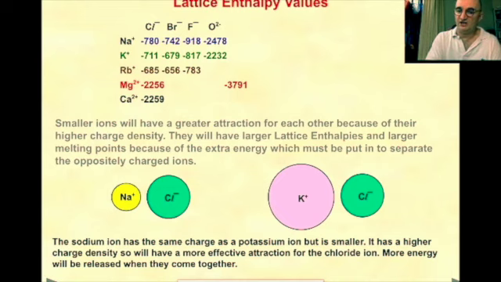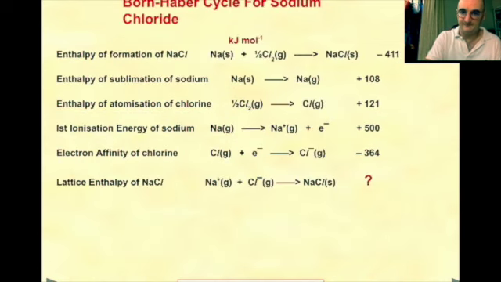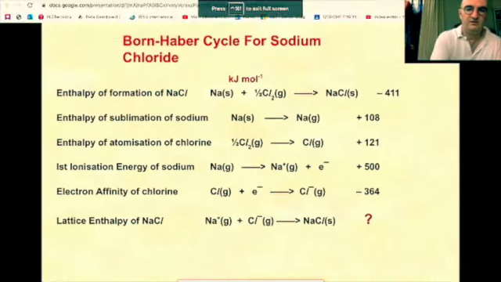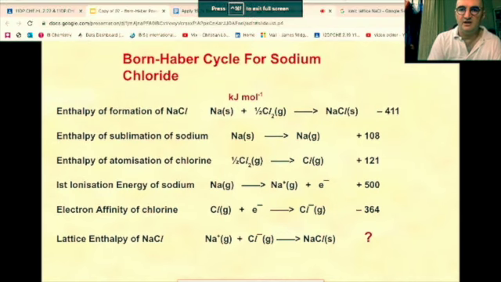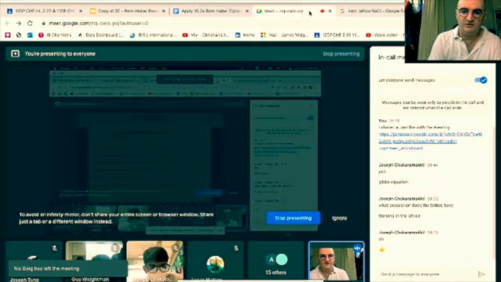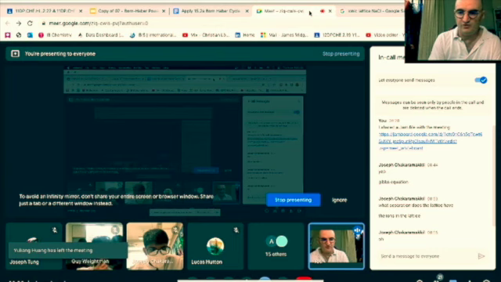Sodium has the same charge as potassium, but it is smaller. Why is it smaller? It's higher up in group 1, less shells. We know this from periodicity. So let's have a look at our first Born-Haber cycle for sodium chloride. Okay. There will be some familiar pieces of information in here. Certainly the top one, enthalpy of formation of sodium chloride, and enthalpy of formation. The definition of enthalpy of formation was what, Guy?